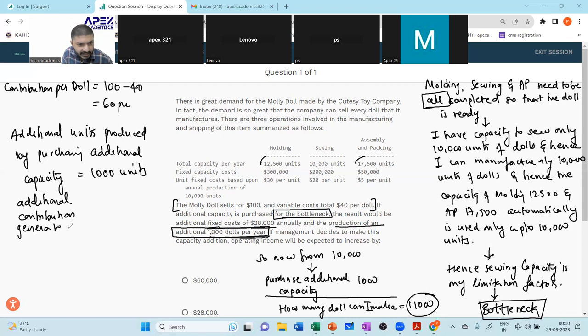Yes, sir. What is the additional contribution generated? 1,000 multiplied by 60 per unit, which is equal to how much? 60,000. And what is the additional fixed cost for this, or what is the additional cost for additional contribution?